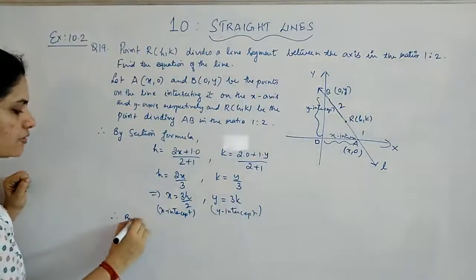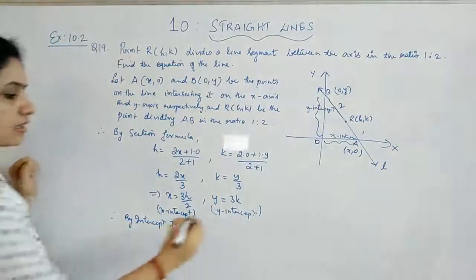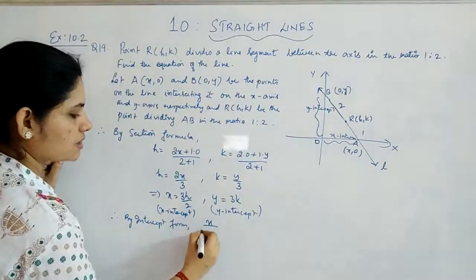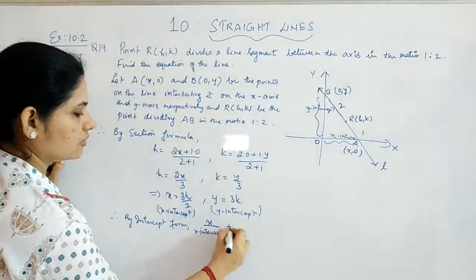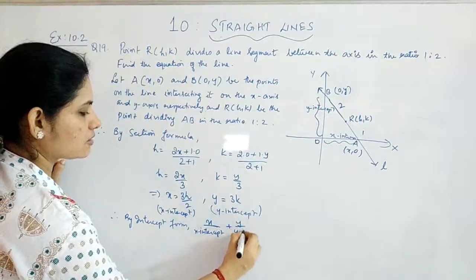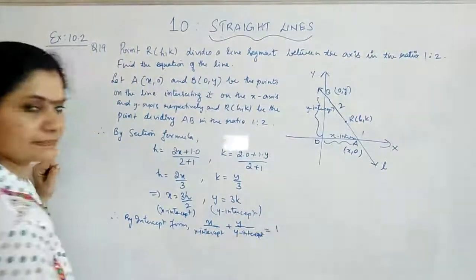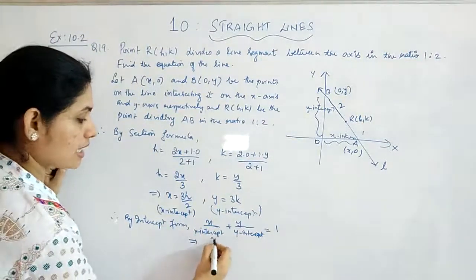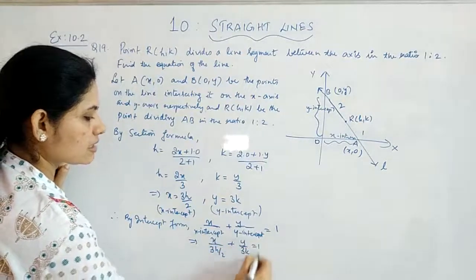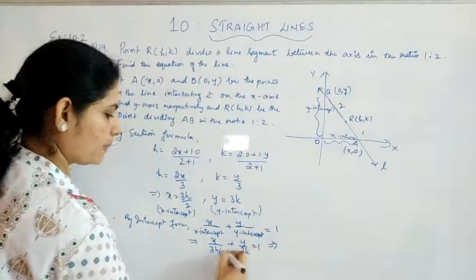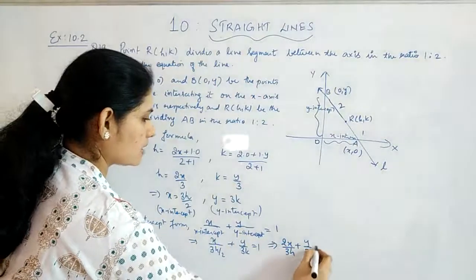Therefore, by the intercept form, what you will get is x by x-intercept plus y by y-intercept is equal to 1. Replacing, you will get x by (3h by 2) plus y by 3k is equal to 1, or the 2 will go up, so it is 2x by 3h plus y by 3k is equal to 1.